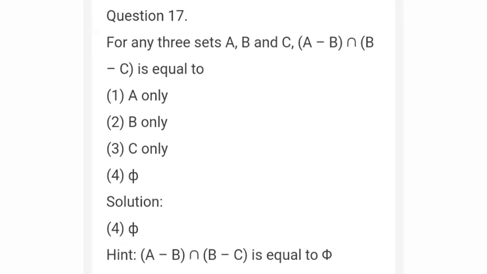Question number 17. For any three sets A, B and C, (A difference B) intersection (B difference C) is equal to: 1, A only; 2, B only; 3, C only; 4, empty set. (A difference B) intersection (B difference A) has no common value, so it is the empty set. Therefore the option is 4, the answer is the empty set.